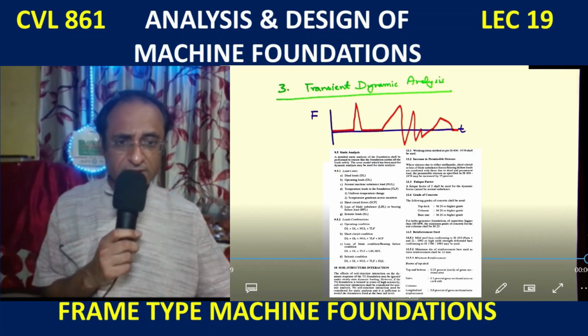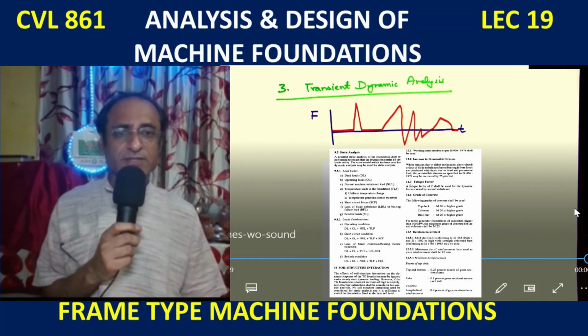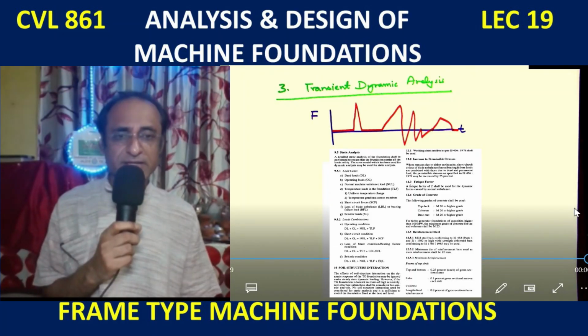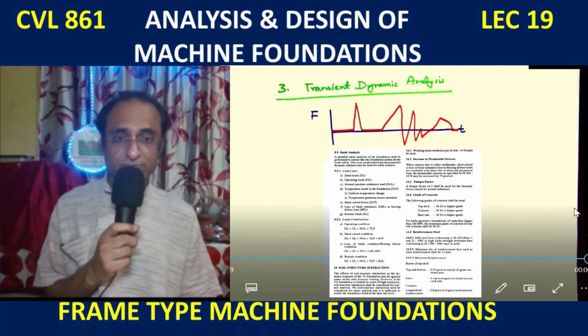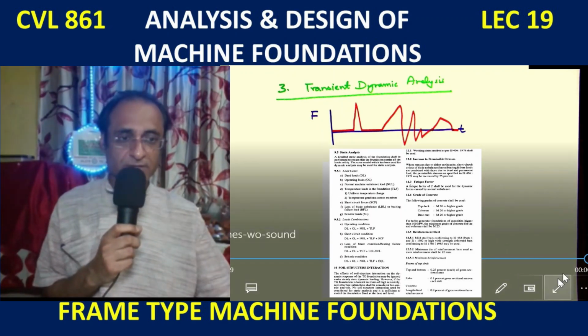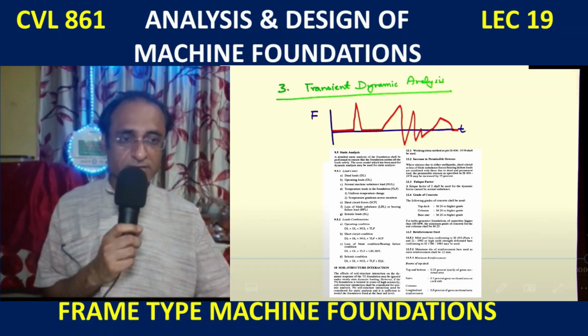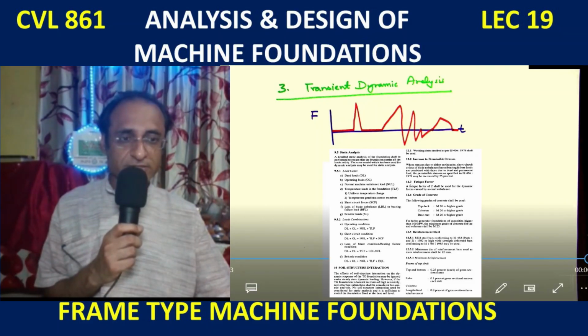However, the code recommends that these time history analyses can be avoided, and we can do equivalent static analysis, because we have already taken into account the fatigue factor. So equivalent static analysis is usually done. We don't do the dynamic analysis for this kind of forcing function. We do dynamic analysis only for natural frequency determination and for amplitude determination.